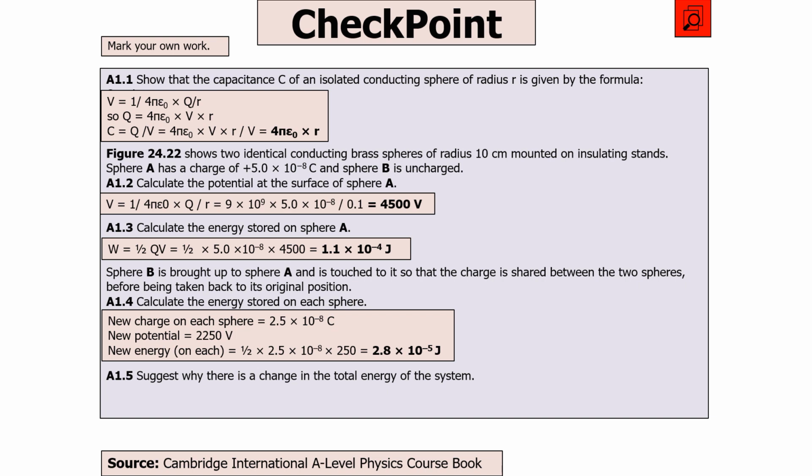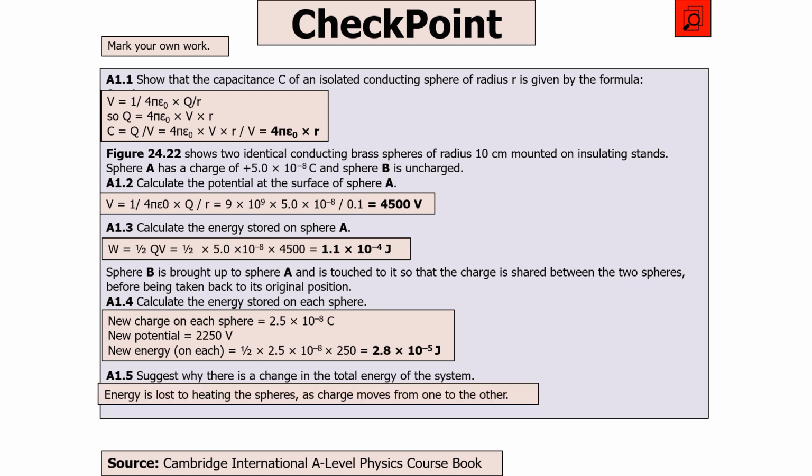Our next question says, okay, why is there a change in the total energy of the system? Because energy will be lost or dissipated to the surroundings to heat the spheres, and that'll happen as the charge moves from one area to another area.